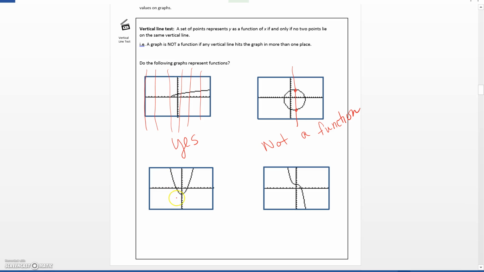Here's a parabola like we saw before, and it passes the vertical line test. These vertical lines all hit it in only one place, so yes, it is a function. In this graph, same thing. If we think about going along it and we think about vertical lines, they would each only hit in one place. So yes, it is a function. It passes the vertical line test.